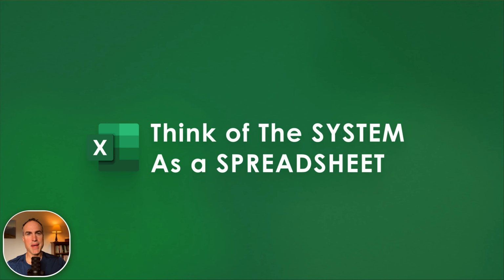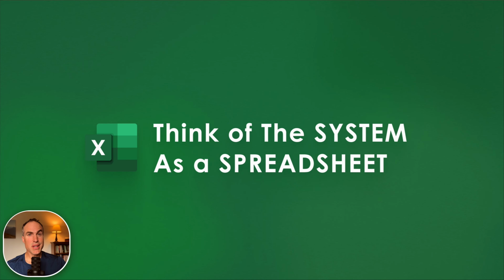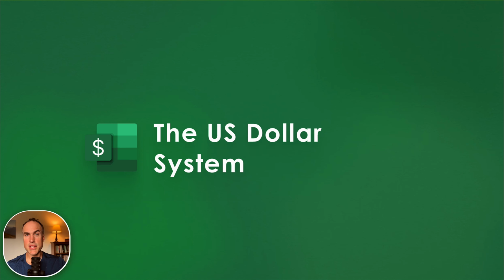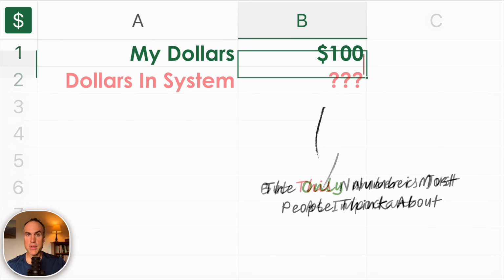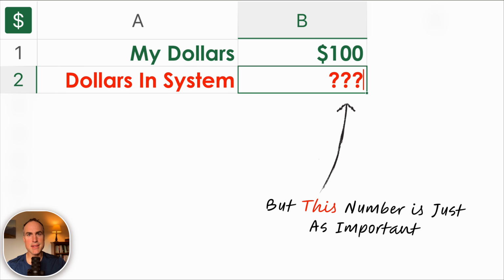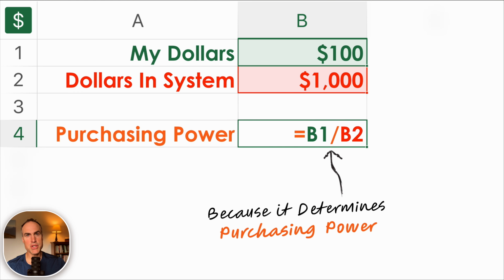You can think of the system as a spreadsheet. In a lot of ways, it really is a spreadsheet. So let's look at the US dollar system spreadsheet. This is the number that everyone focuses on, the number of dollars in your bank account. But there's another number that's just as important, and that is the total amount of money in the system. And the reason that's important is that your purchasing power is a function of the amount of dollars that you have divided by the total amount of money in the system.